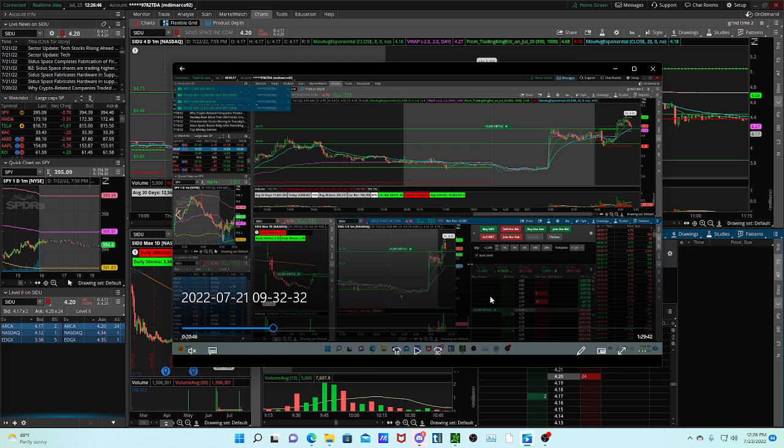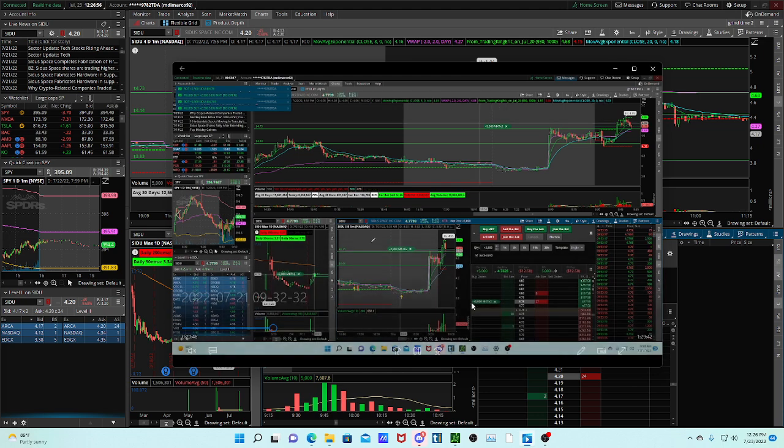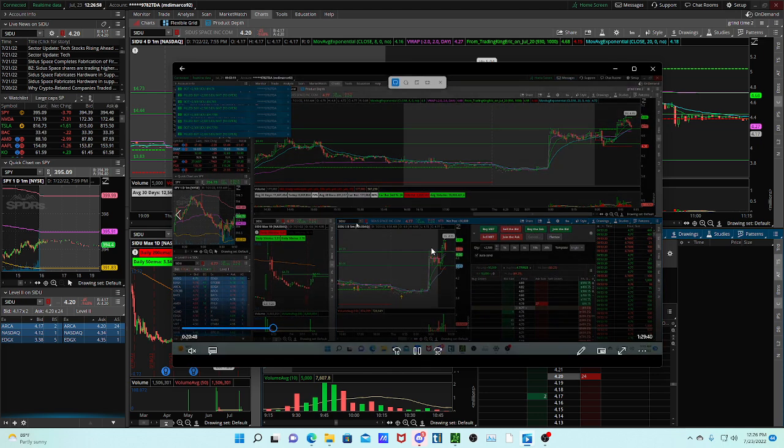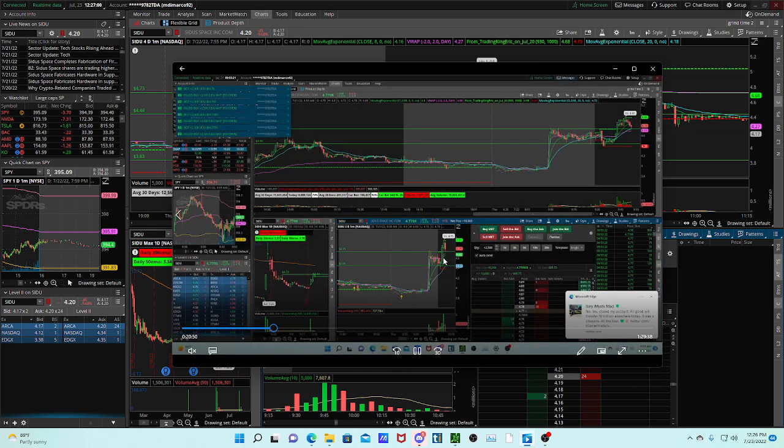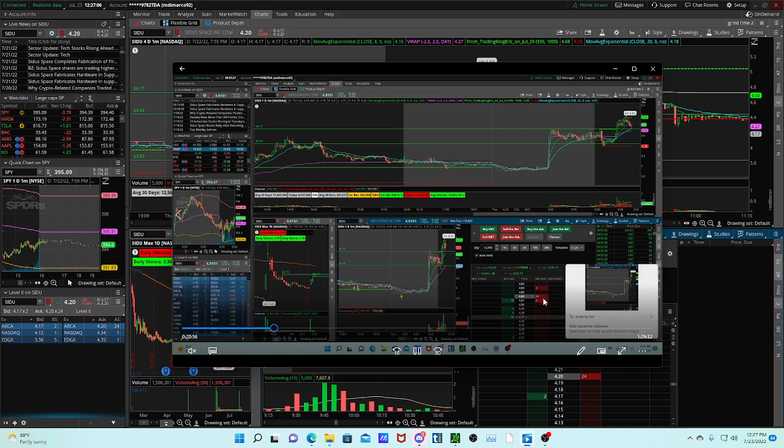I'm going to press play on this one, and I'm just going to show you when I was in this play and what my thought process was while I was in it. Again, it was a pivot play. I want you guys to pay attention to the bid and ask. You see the ask right here, it's really not that heavy.